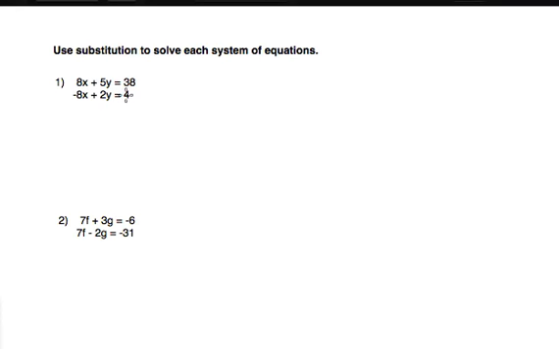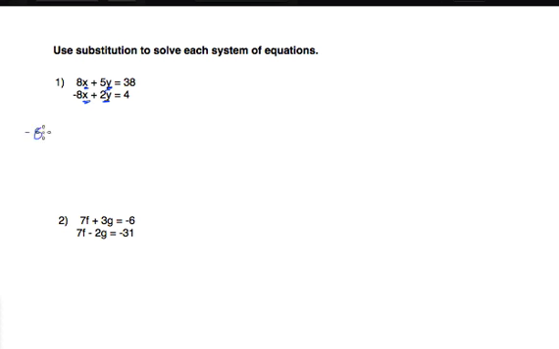Okay, number 1. Use substitution to solve each system of equations. Now remember, there's 4 ways of doing this. You could solve for this x, describe it in terms of that y, or solve for this y and describe it in terms of that x. All of these are even, so the division is going to work out nicely for this one, so I'm going to solve for this y.